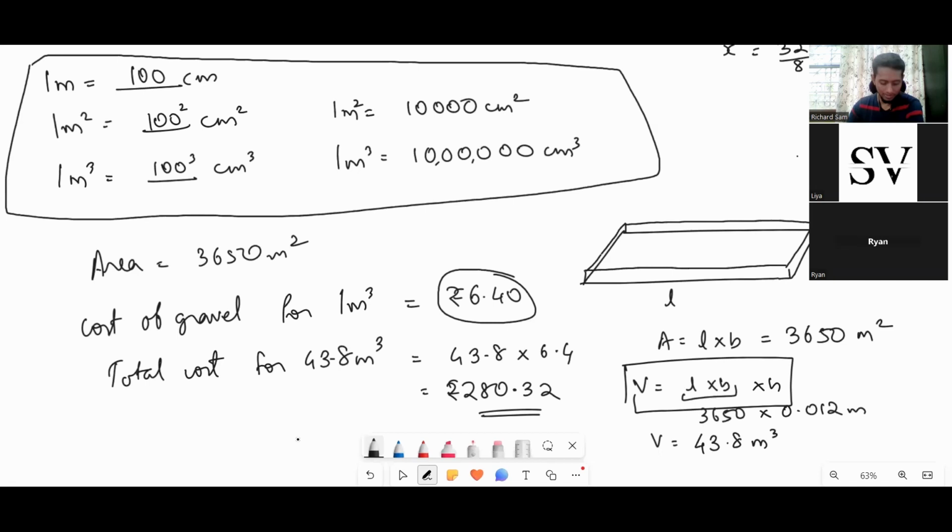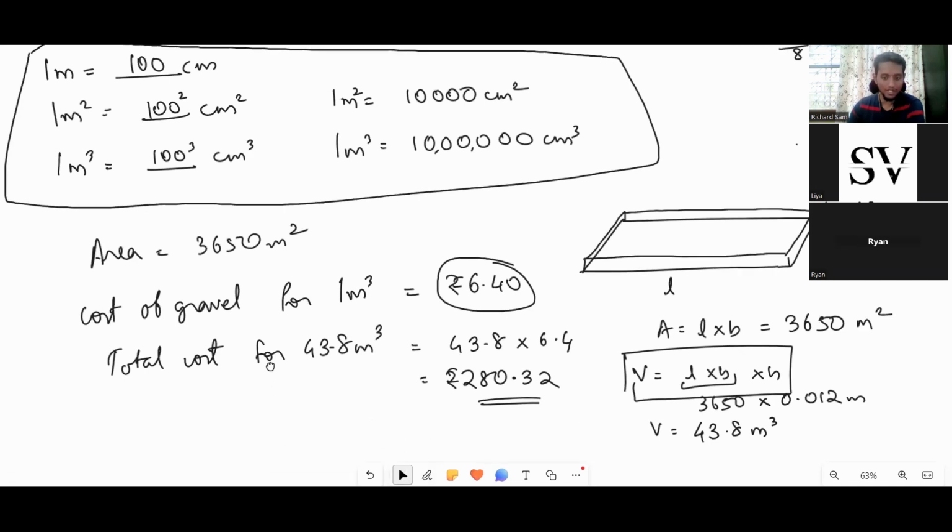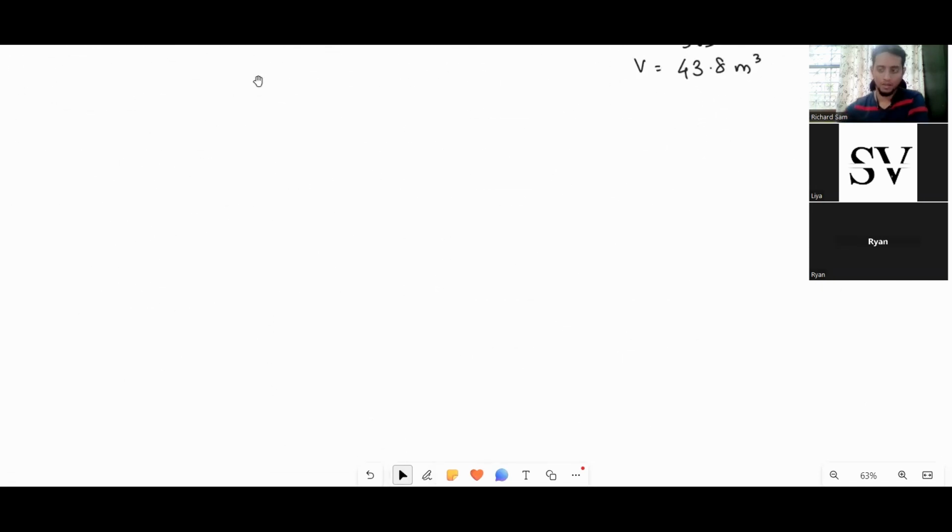Now a little more complicated question. Number 13. Let's read it together, and as I'm reading, you will listen. A tank 20 meter long, 12 meter wide, and 8 meter deep is to be made of iron sheet. It is open at the top. Determine the cost of iron sheet at the rate of 12 rupees 50 paise per meter if the sheet is 2.5 meter wide.